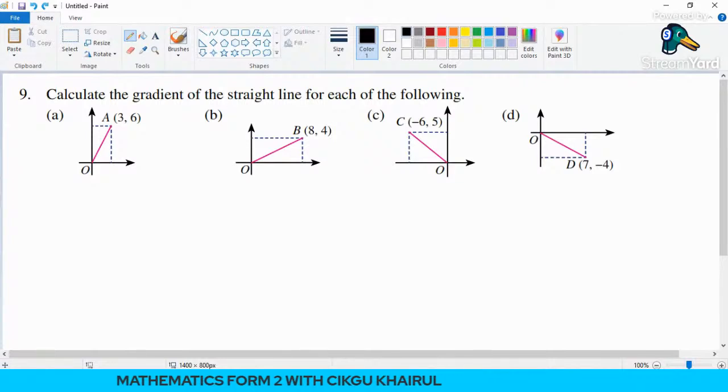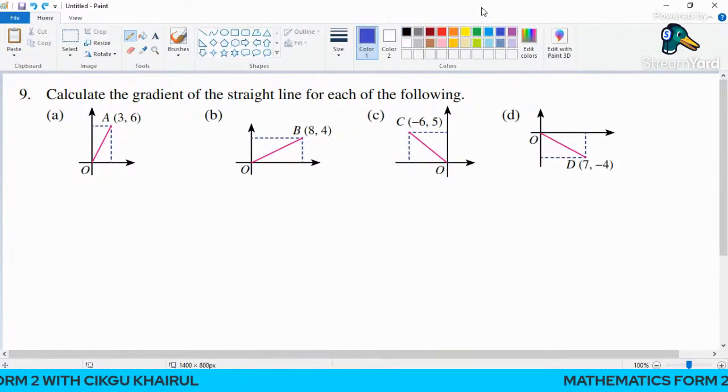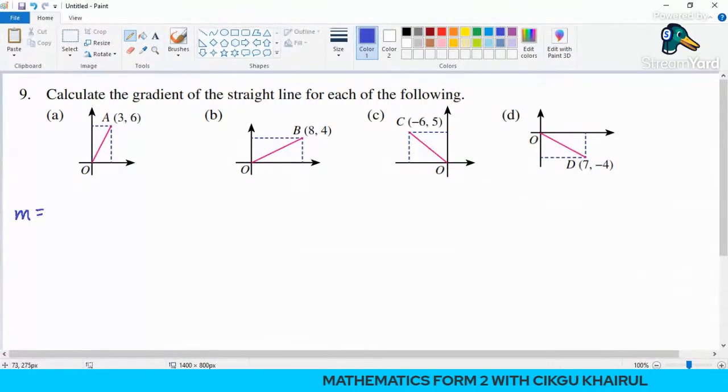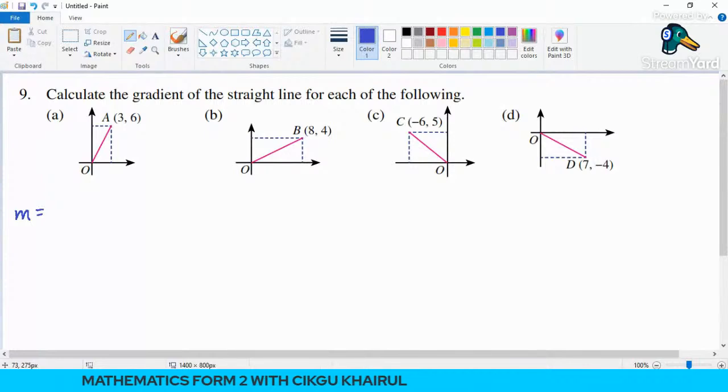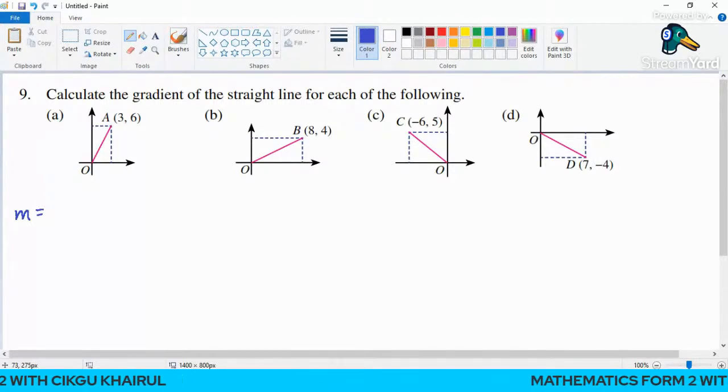So for question number 9A, gradient. Let me write as M. Usually in maths, for gradient we use the symbol M. M stands for gradient. M is gradient. Okay, so I put M here as a symbol for gradient.